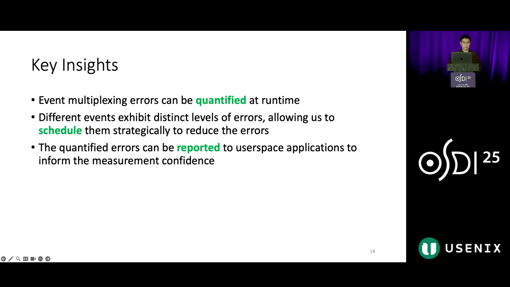First, the event multiplexing errors can be quantified at runtime. These quantified errors can give us a useful signal to reduce the overall errors. Most specifically, different events exhibit distinct levels of errors. So this distinction allows us to schedule them accordingly to reduce the overall errors.